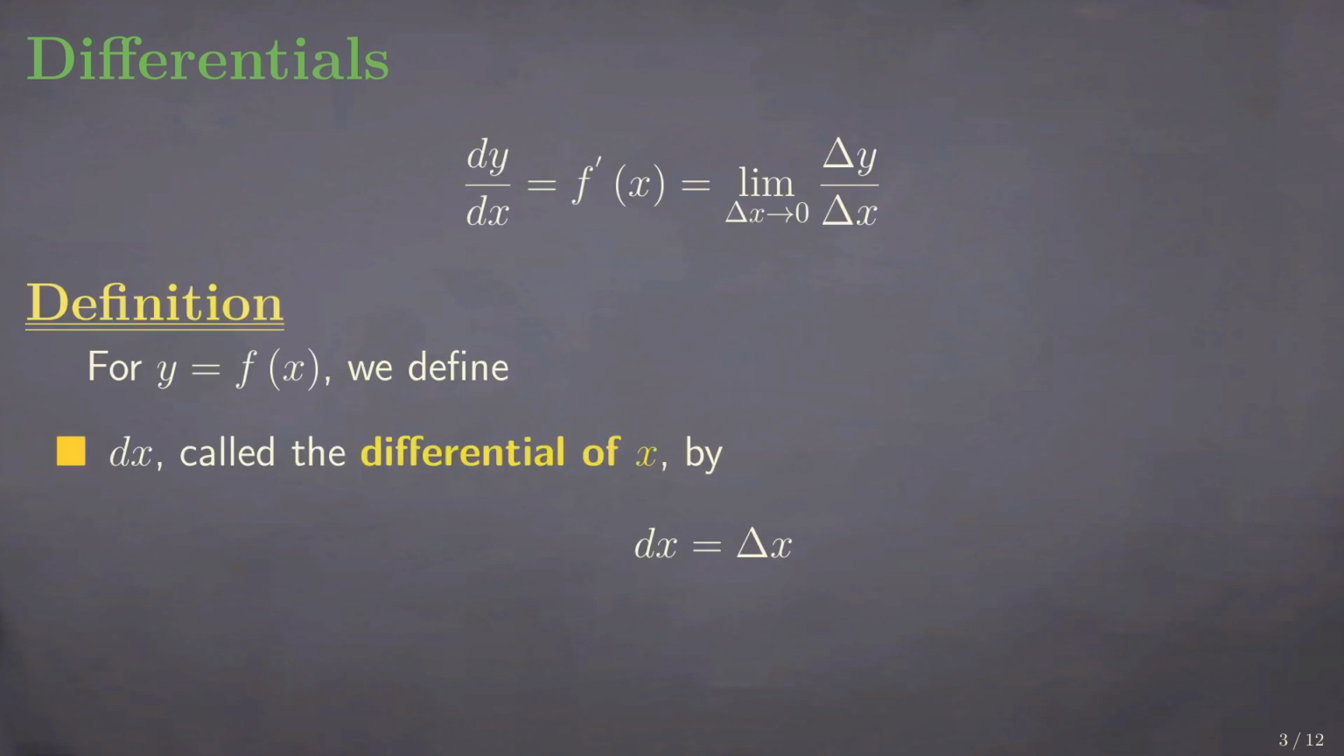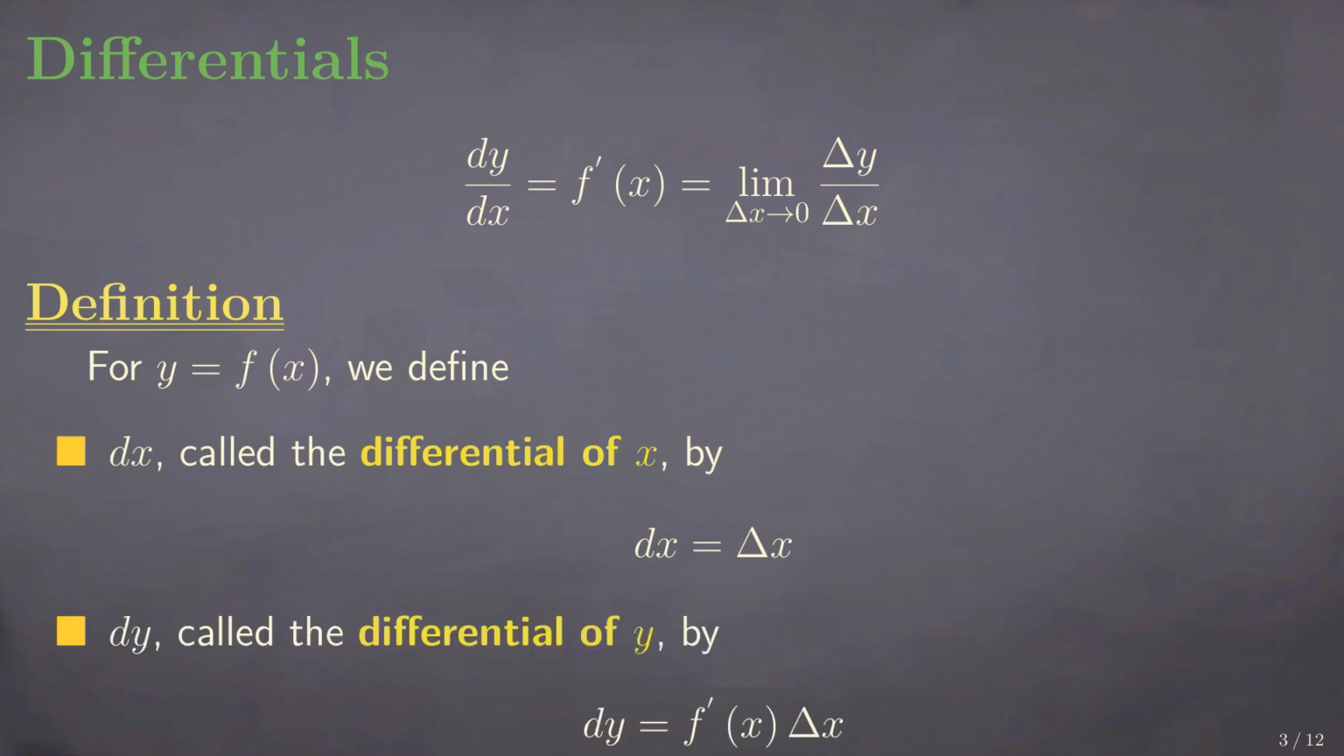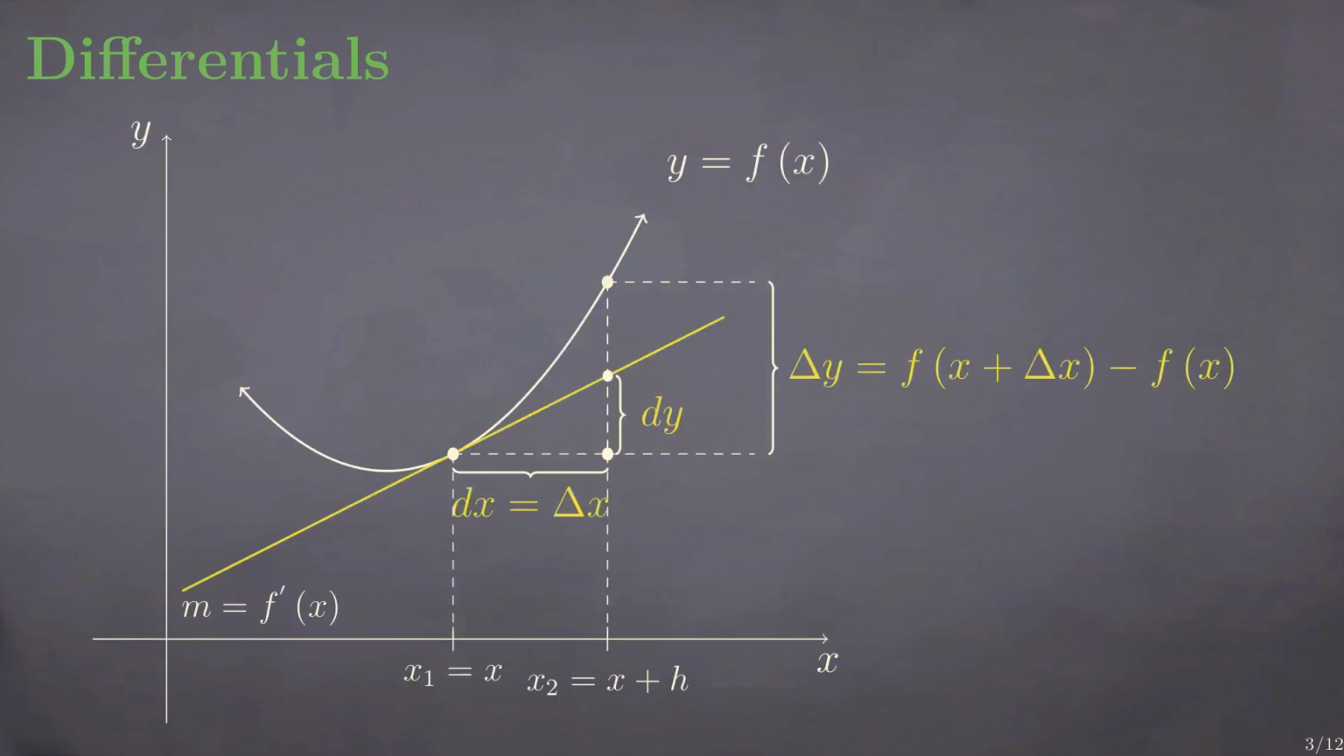First, let dx stand for delta x, and we call that the differential of x. And then by dy we mean the product of the derivative of f at x times delta x. This is called the differential of y. So we already have the delta notation and the differential notation, and all of them can be depicted in the following picture. We see that dx is the same as delta x, and here dy is the difference between the y coordinate of the point lying on the tangent line and the point lying on the horizontal line with y coordinate equal to f(x1).